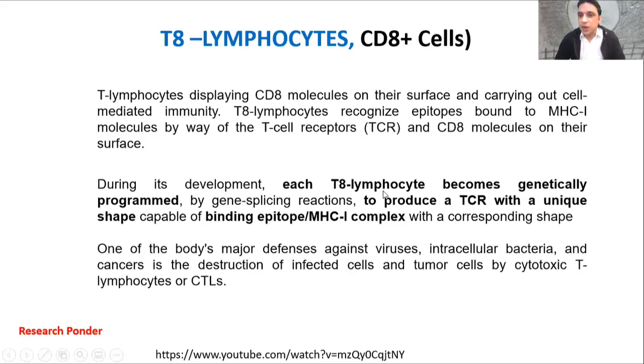So T8 lymphocytes, they're genetically programmed. They produce the TCR, but that TCR is special. That TCR can bind with the MHC1, not with the MHC2. They are designed to capture or communicate through the MHC1 complex. It's the body's major defense against the viruses. You should be able to guess this now. जो मैंने पहले कहा था कि ये हमारी body का major defense against viruses and intracellular bacteria, and particularly the cancer cells. They are the ones that can kill the tumor cells. They are the ones that can kill the bad cells which are not behaving in a normal way.